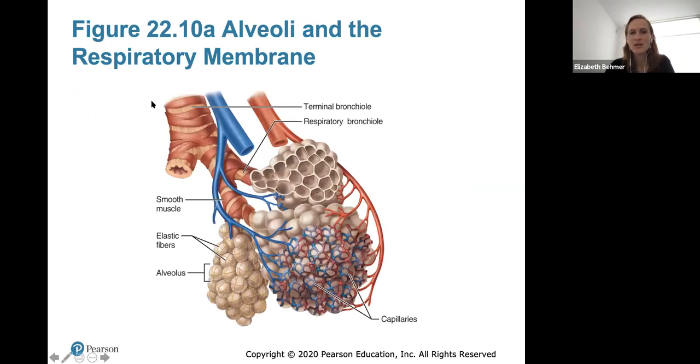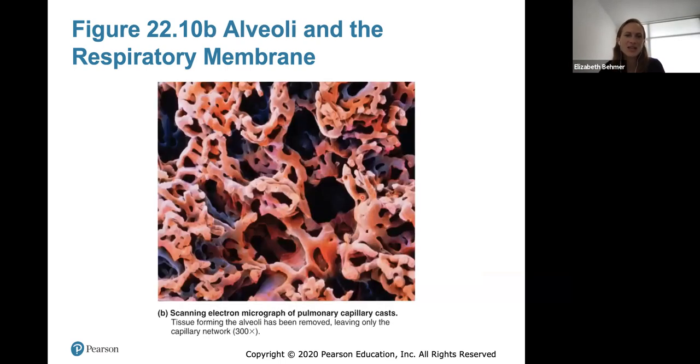So you see the terminal bronchioles coming down into respiratory bronchioles and ending in the alveolar sacs. The alveoli are covered with capillaries because the capillaries are where oxygen will come into the capillaries and where carbon dioxide will go into the alveoli. And they're coming to and from the heart. So here's a look at a scanning electron micrograph of pulmonary capillary casts.